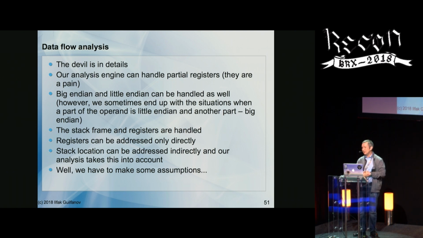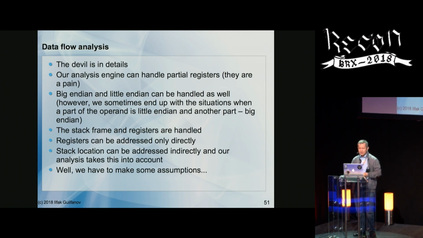Sometimes we end up with funny, well, I wouldn't say funny, situations when part of an operand is little endian because it's already in the register, and another part is still in memory, and therefore it's big endian. So when we need to know the endianness, we need to specify which part of the operand we mean.